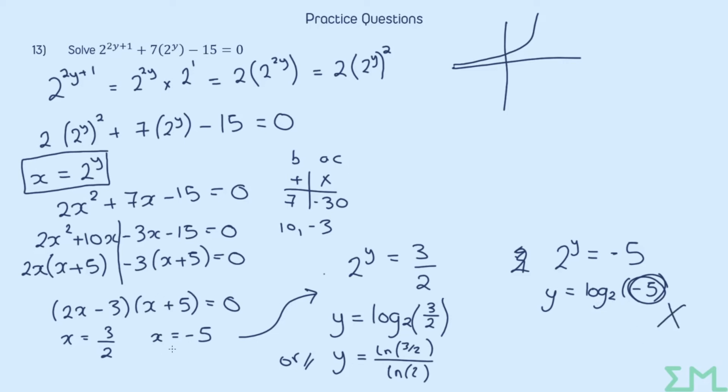So actually this solution does end up being a solution that we cannot include. And our final answer therefore is one of these two here. Alright.